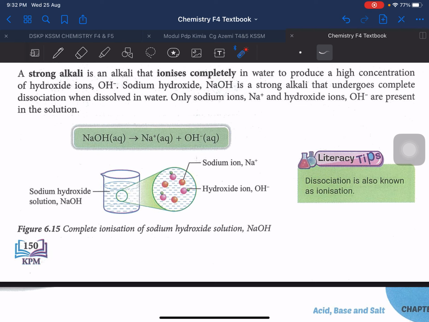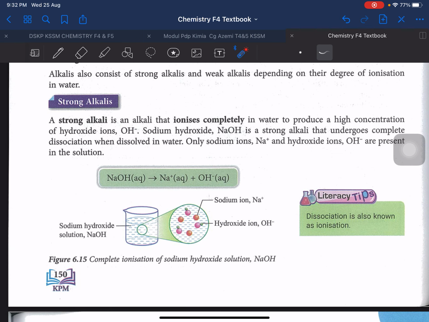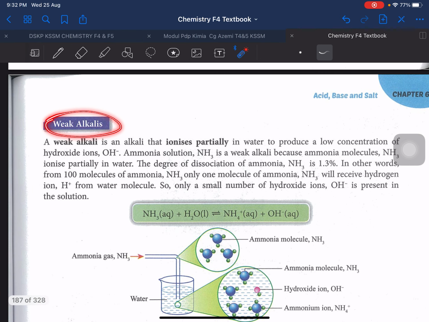Jadi, look at the literacy tips over here. Dissociation is also known as ionization. Penceraian juga dikenali sebagai pengionan. So, you can use the two words lah. You can use sodium hydroxide dissociate completely ataupun sodium hydroxide ionizes completely to form sodium ions and hydroxide ion. Begitu. That is why sodium hydroxide is known as strong alkali. Sebab dia complete. One way saja. No turning back.